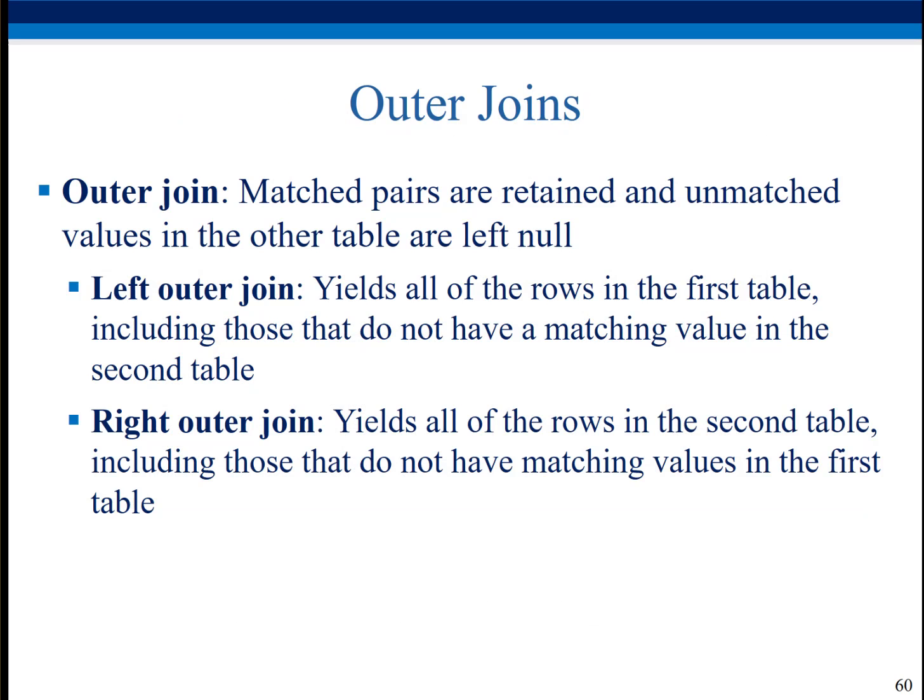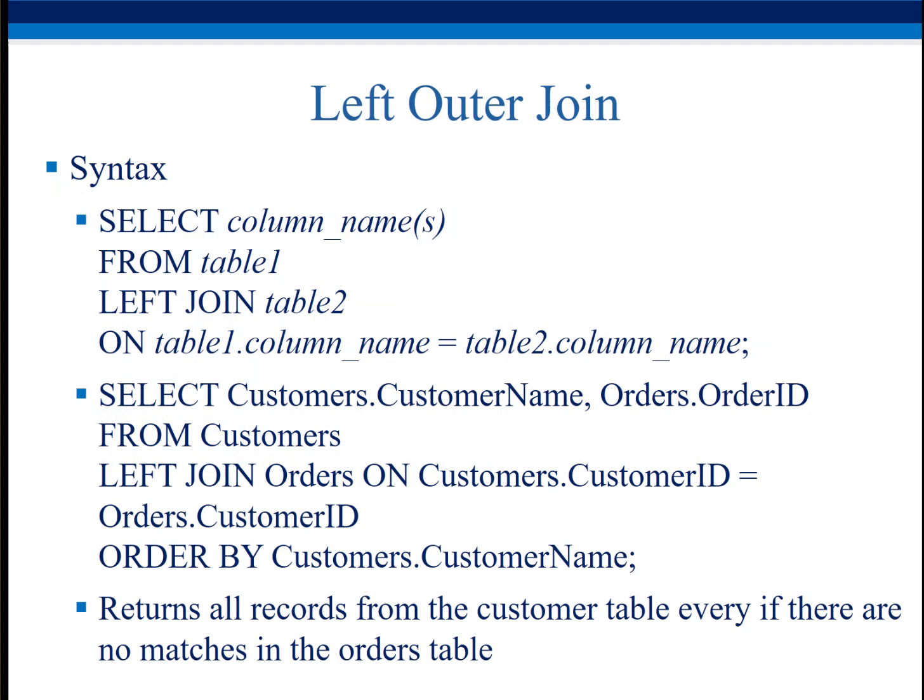Outer join is really not as hard as it seems. So you have two types, a left and a right. The left yields all of the rows in the first table, including those that don't have a matching row, kind of like a union rather than an intersection, but not from the right table as well. Right uses just the exact opposite in here. Here's your syntax. So we have a left join on table or a right join on table. So again, this is going to return all records from the customer table, even if there is no match in the orders table.